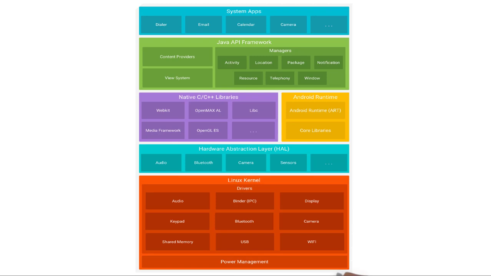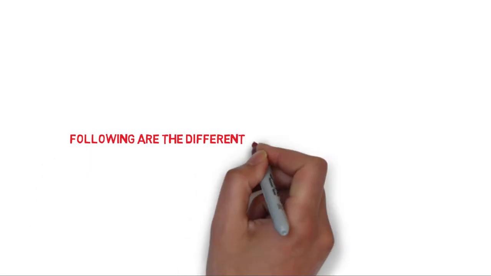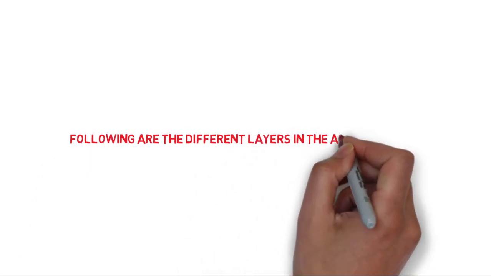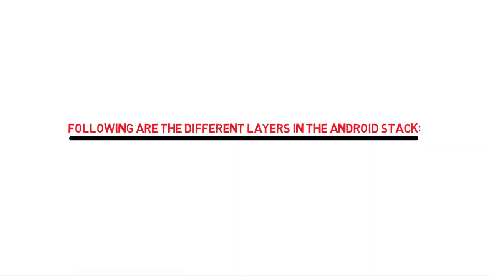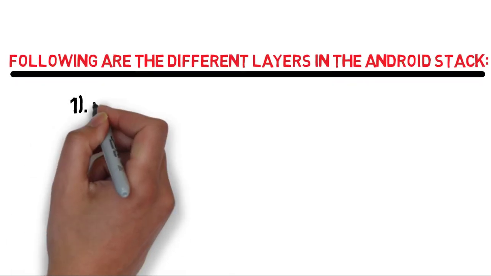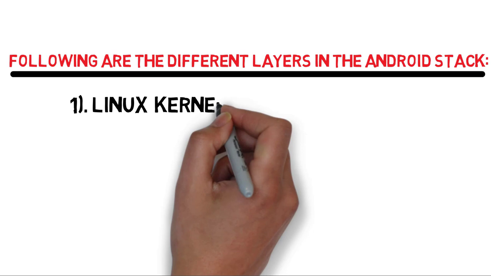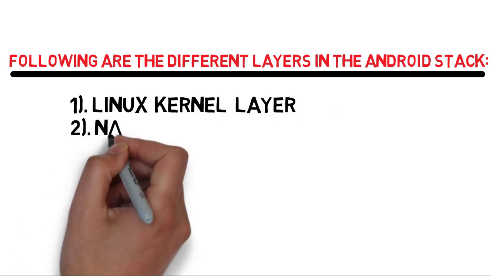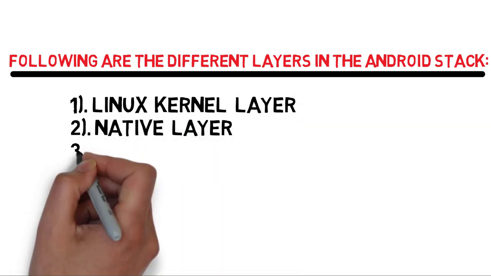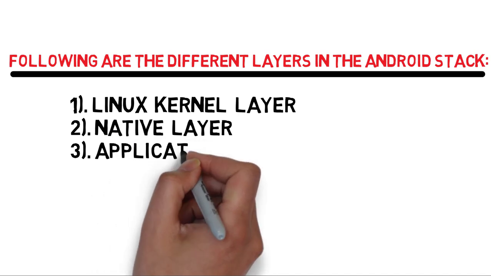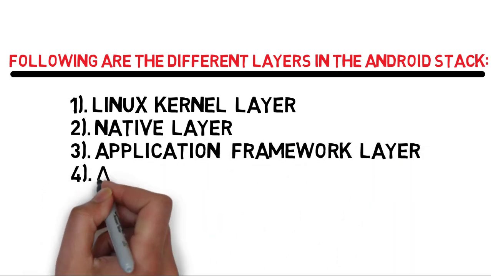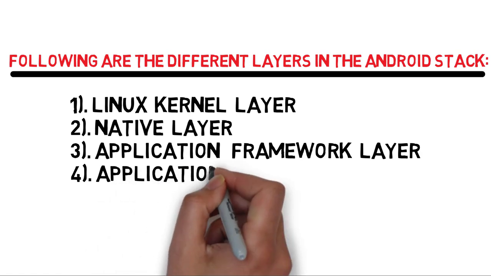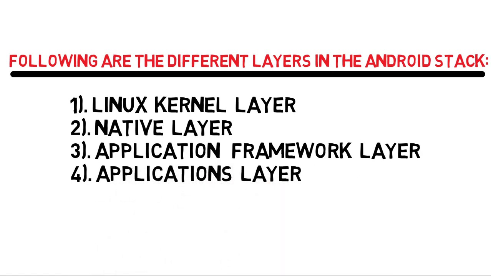Let's see each individual layer of this Android platform architecture. Here I have listed the different layers of the Android stack. The first one is the Linux kernel layer. The second one is the native layer. The third one is the application framework layer. The final one is the application layer. These are the different layers of the Android stack.